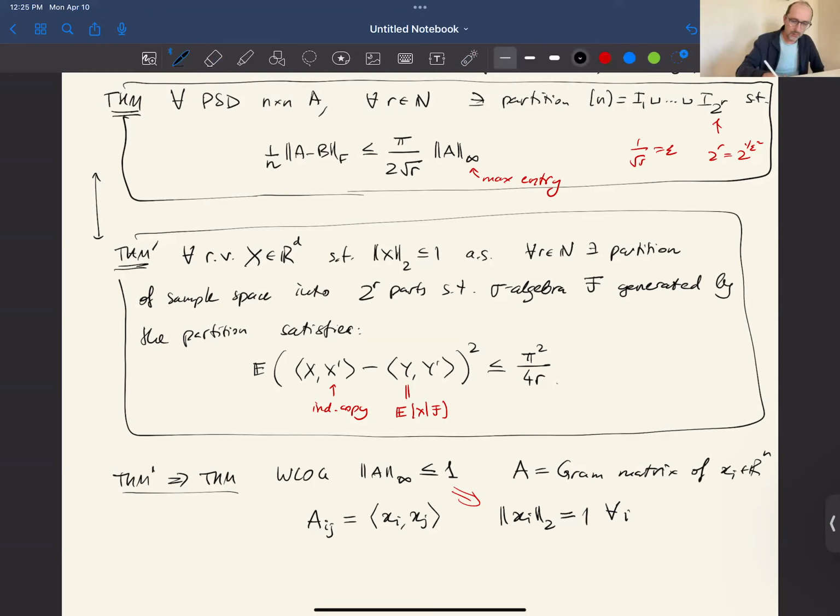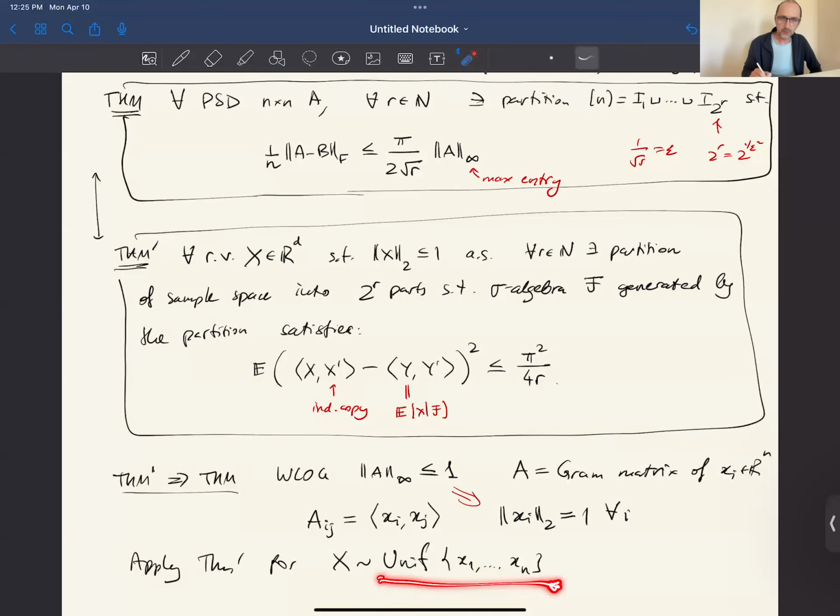And then we make this transition into probability. So we apply this probabilistic theorem for the random vector x that is uniformly distributed on this system of vectors. And that's all. So if x has uniform distribution on this system of vectors, then what is x prime, if x prime is an independent copy? Well, it's xi inner product with xj, where i and j are taken independently.